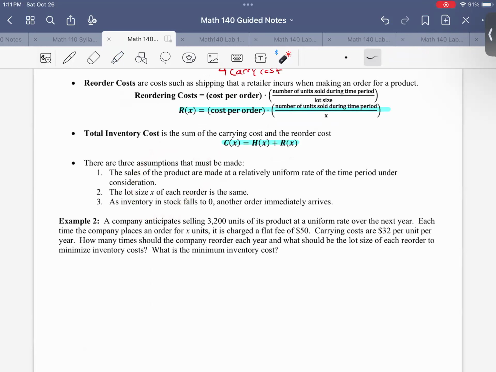So one of them is the sales of the product are made at a relatively uniform rate over the time period under consideration. The lot size X of each reorder is the same. That's a big one. And as inventory in stock falls to zero, another order immediately arrives. Okay, so with all this setup, let's go ahead and check out an example.